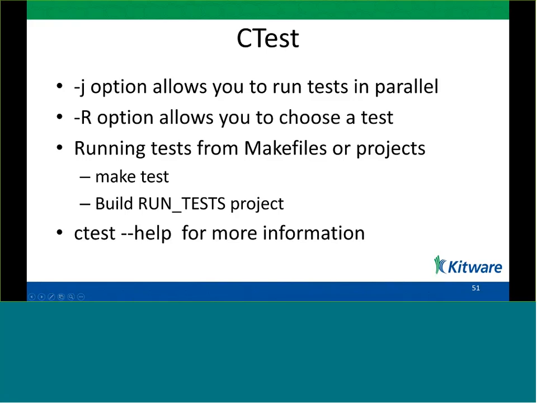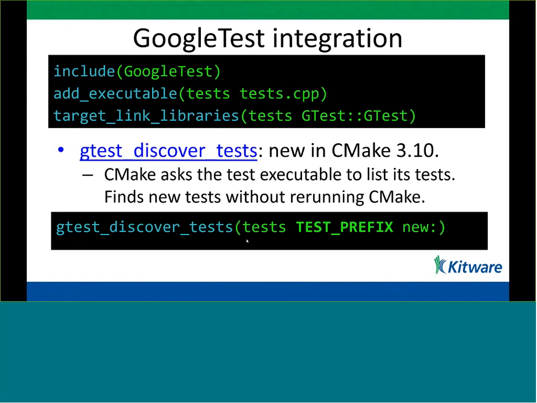Running tests from makefiles or projects, you can type make test or build the RUN_TESTS project in Windows. ctest --help would give you more information. It also supports integration of Google Test with the ability to discover the tests. This is new in CMake 3.10. It essentially asks the test executable to list its tests and then finds new tests without having to rerun CMake.